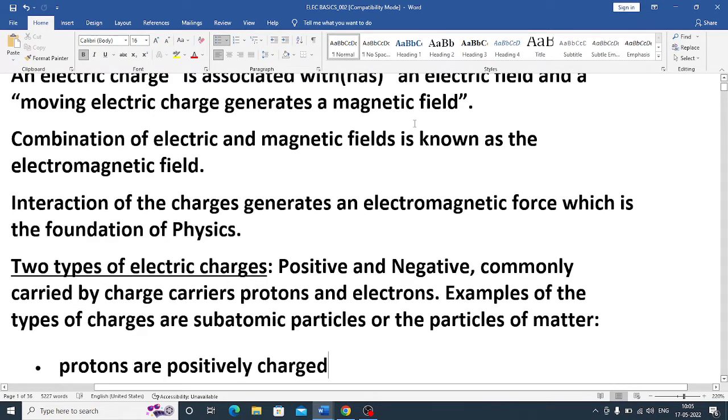Interaction of the charges generates electromagnetic force. This is the foundation of physics.